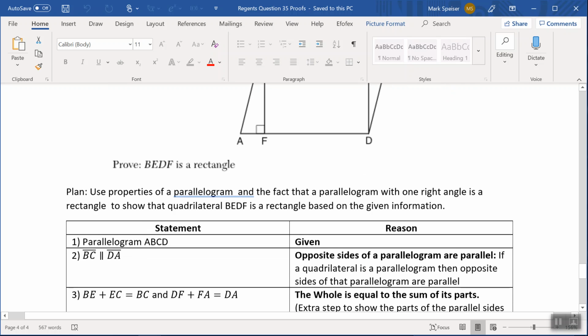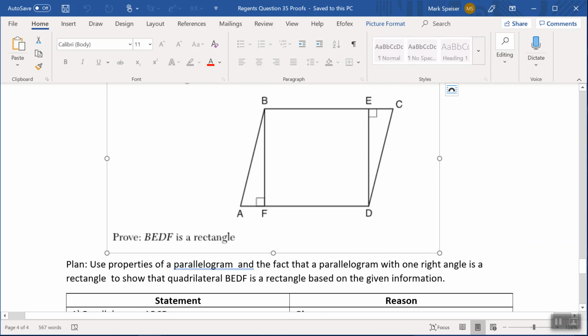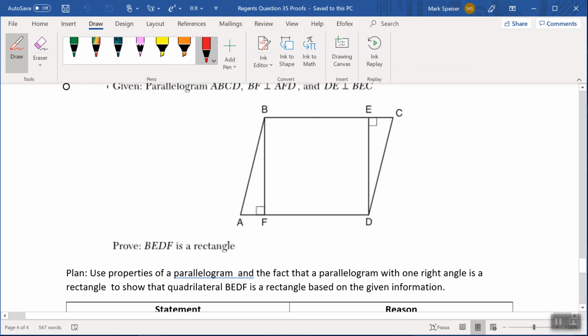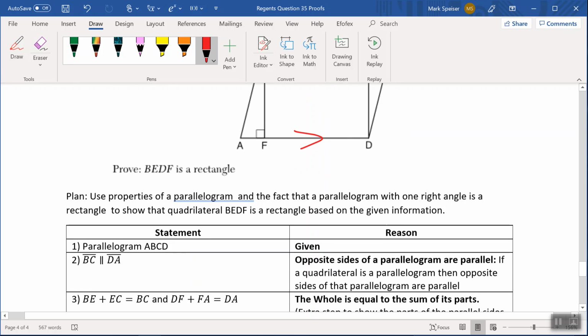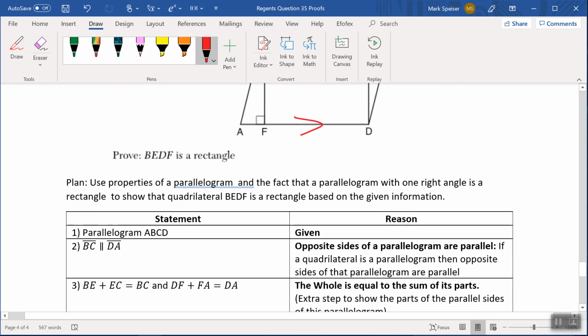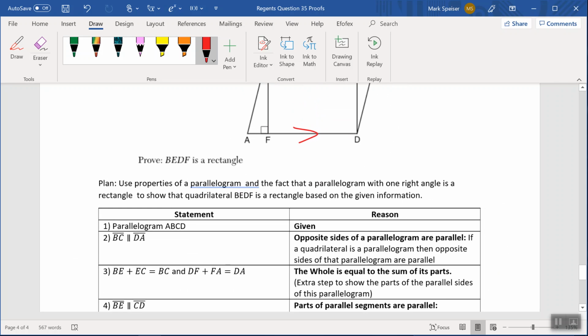First, the parallelogram ABCD is given, and we're going to use the fact that opposite sides are parallel, specifically BC is parallel to AD. If a quadrilateral is a parallelogram, then opposite sides are parallel. Then we're going to break up those two sides into their parts. BE plus EC equals BC, and DF plus FA equals DA, the whole equals the sum of its parts.